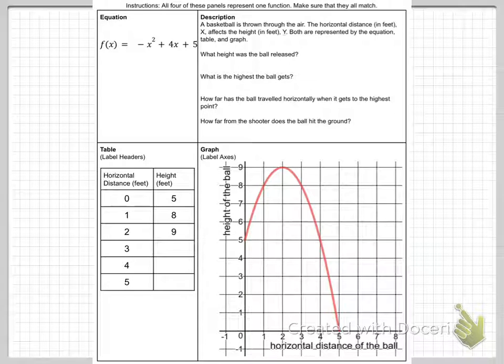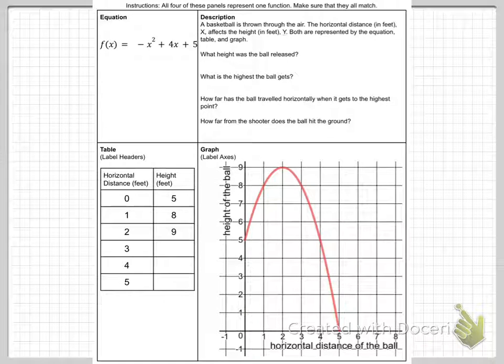This is called a link sheet. Notice the instructions that all four of these are modeling the same problem. We have an equation, a description, a table, and a graph. And I filled out a lot of it on this first one for you. You're going to fill out more of it on the second one with my help through the video. But I want you to notice how all four of these are connected. For example, those questions in the description, we can answer using the equation, table, or the graph.